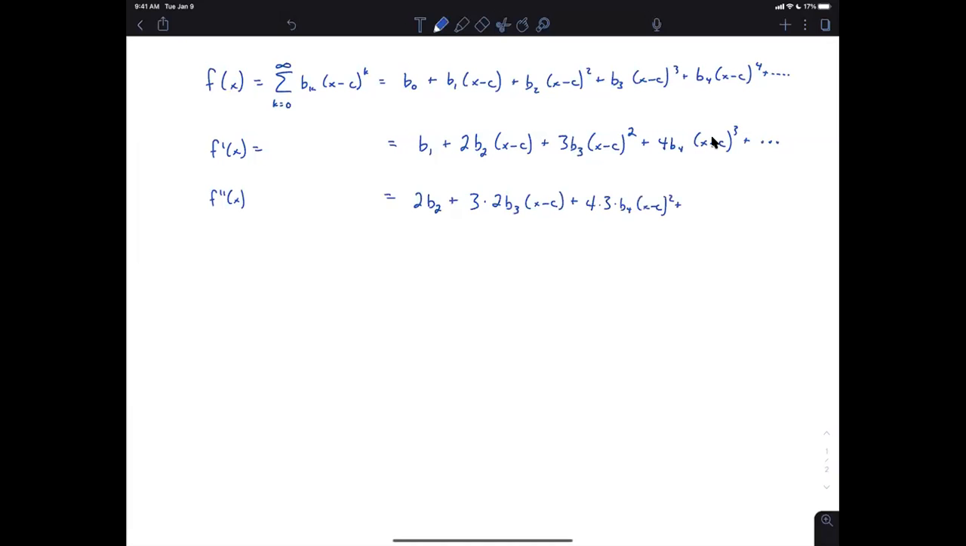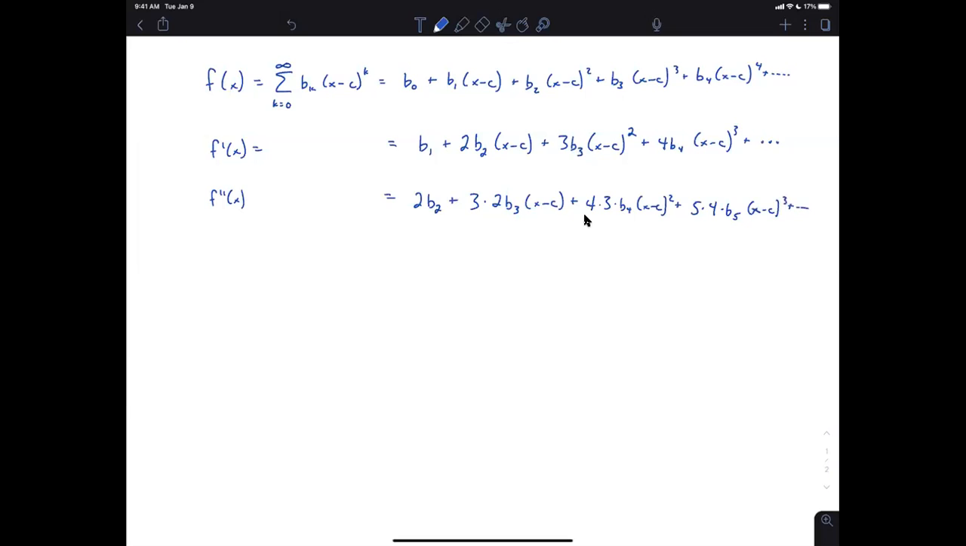And then if we think back to what the next one would be, it would be 5 times 4 times b5 x minus c to the third. I don't have those written where those came from, but that's pretty clear from the pattern. The next one here would be b5 x minus c to the fifth, so we'd have 5 b5 x minus c to the fourth, and then 5 times 4 b5 x minus c to the third in the next line.